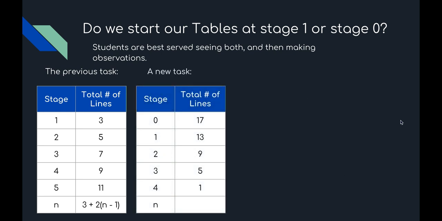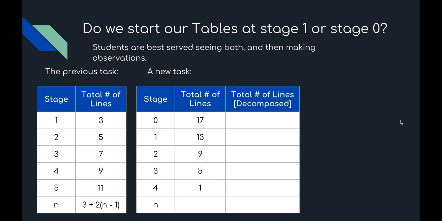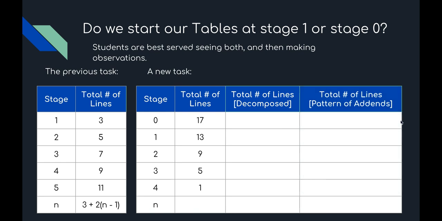So we have a stage 0, and then we have some values: 0, 17; 1, 13; 2, 9; 3, 5; 4, 1. So it looks like each time we're subtracting 4. We're going to extend our table, and we're going to see what those patterns reveal. First, let's decompose the numbers. 13 is 17 minus 4. 9 is 17 minus 4 and minus 4 again, and so on.